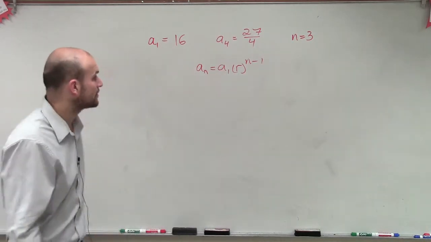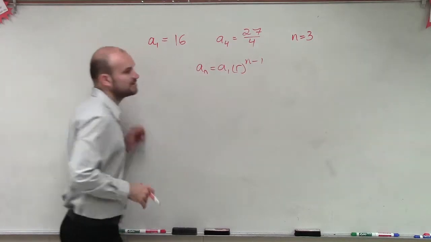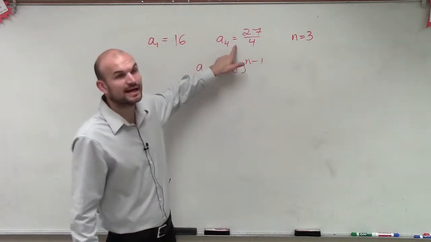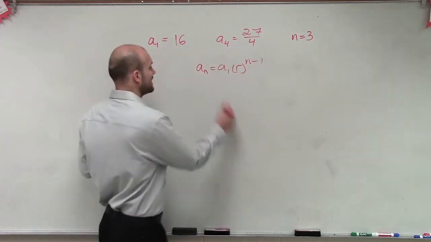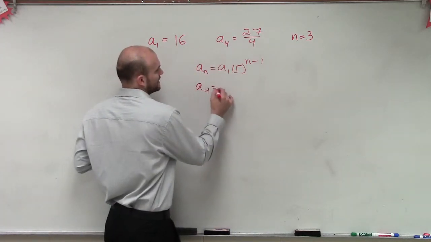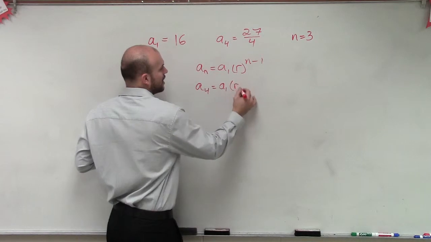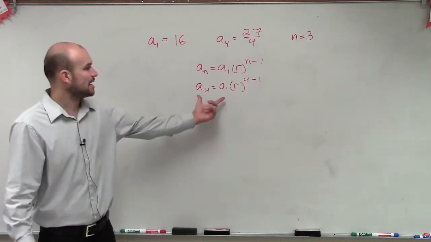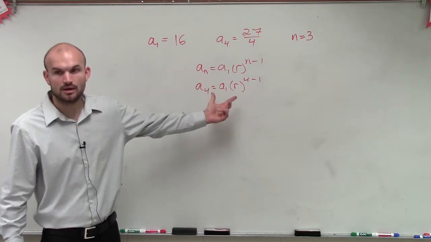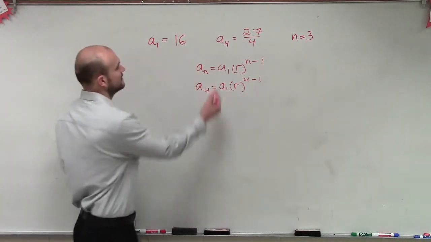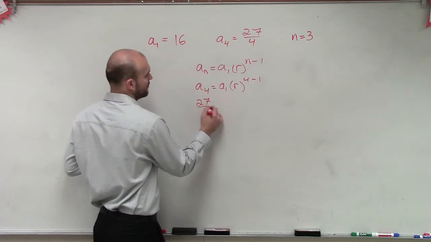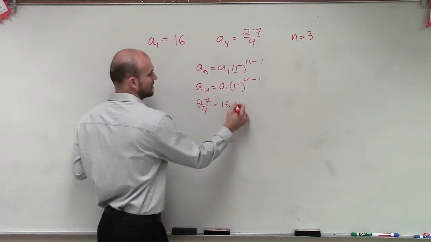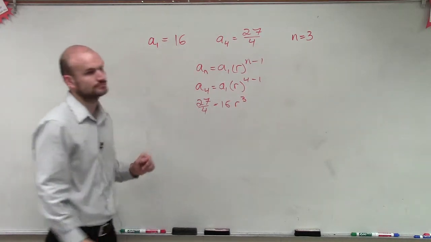No. So we're going to have to plug in our values to be able to determine what our r is. So I do know what a sub 1 is, and I do know what a sub 4 is. So I can say a sub 4 equals a sub 1 times r to the 4 minus 1. And then can I plug in values for a sub 1 and a sub 4? Yeah. So a sub 4 is 27 over 4, lovely fraction. A sub 1 equals 16, and then r to the third power.